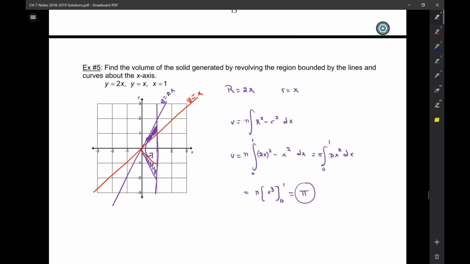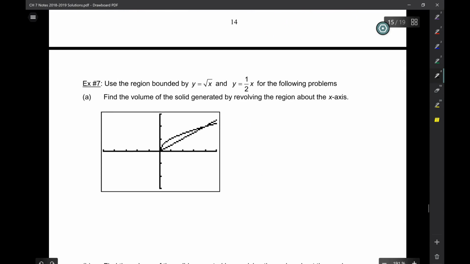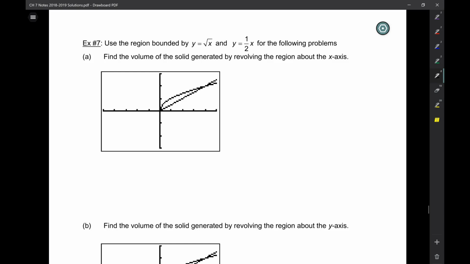Oh, this was supposed to be example 6. Because now we're going to move on to example 7. The region bounded by y equals root x and y equals half x. And for part A, it says find the volume generated by revolving this about the y-axis. So first of all, where is y equal? This is y equals root x, right? And then this is y equals 1/2 x.